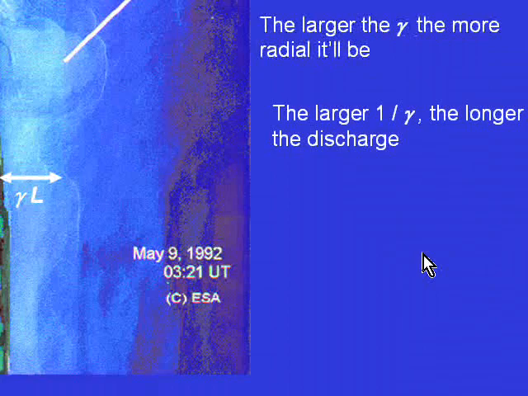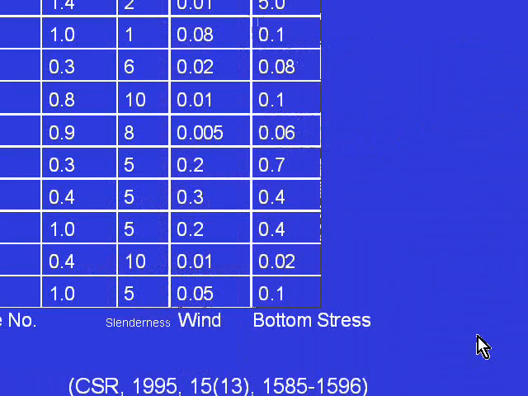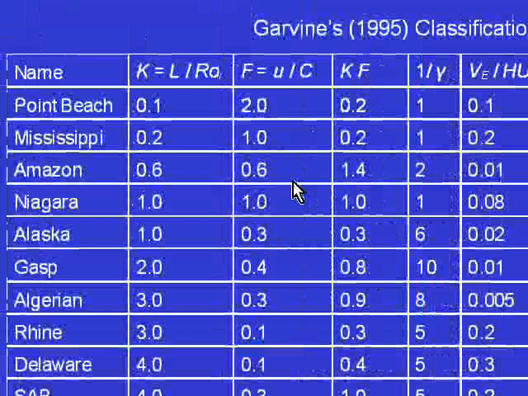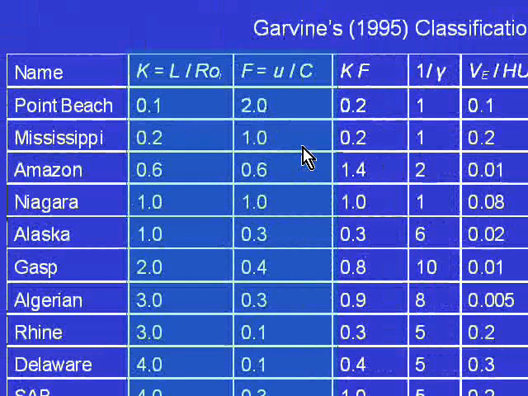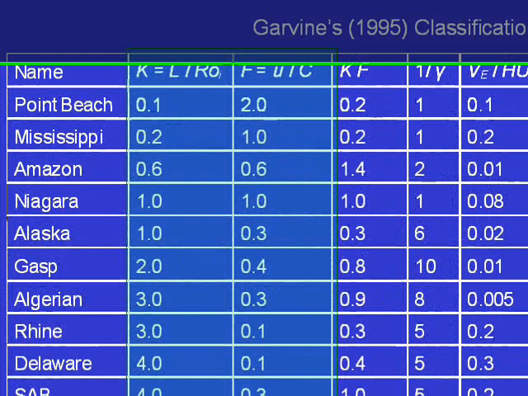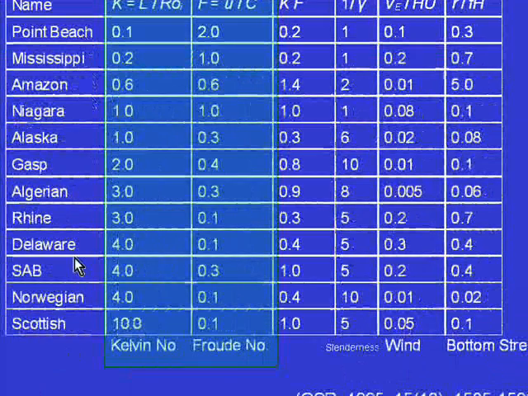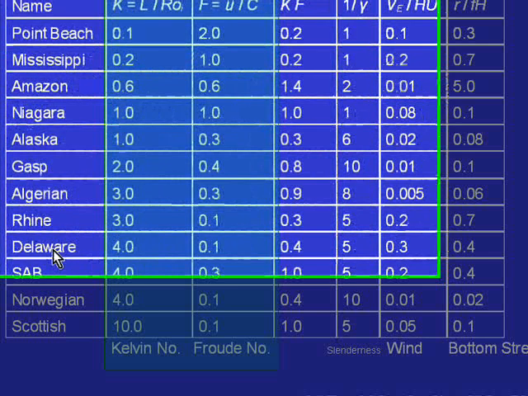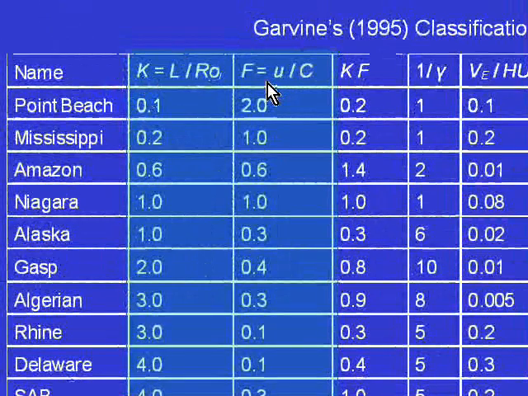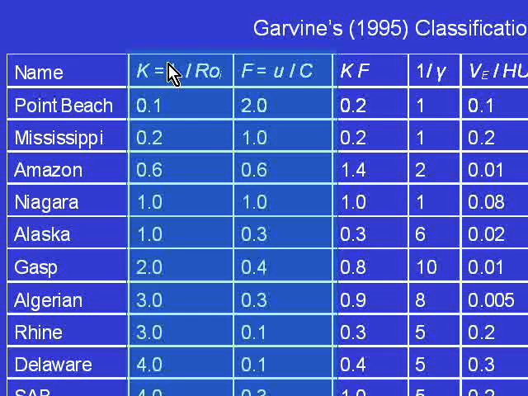So with that, we can know something about the dynamics. How would you say? Well, you can look at different systems. And this is a busy table, but I'm going to ask you just to concentrate on those two columns. You have different plumes there, and these two columns show the Kelvin number and the Froude number for those plumes. Do you remember? The Kelvin number equals L, which represents how wide the discharge is, versus the internal Rossby radius.